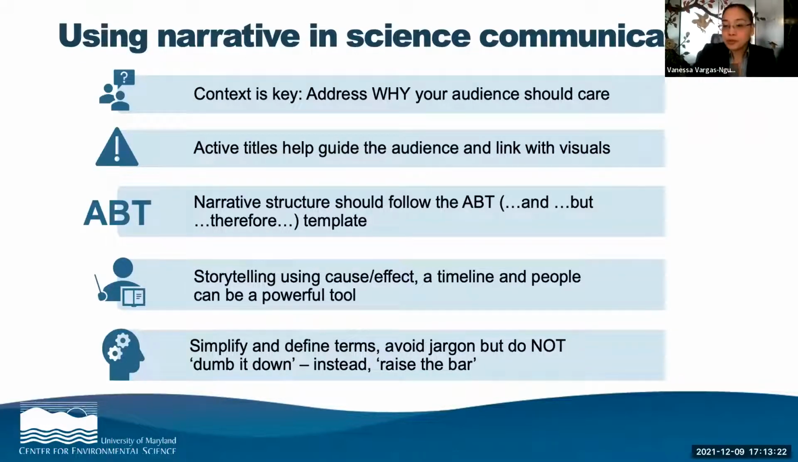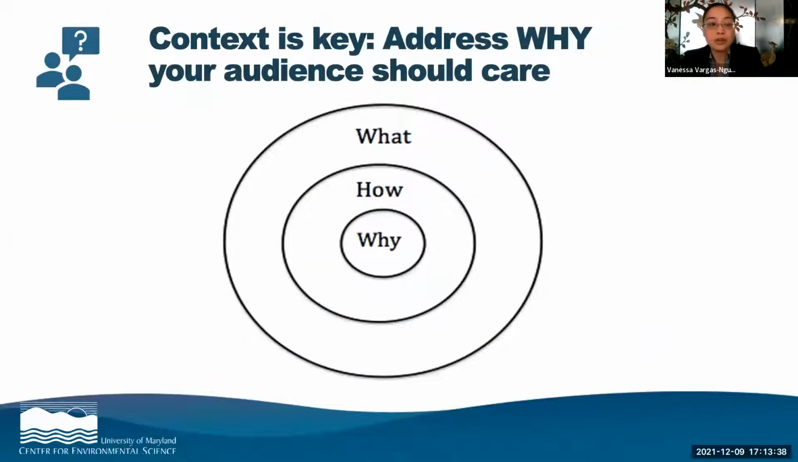So as I mentioned previously, stories are a powerful communication device. They are also more engaging and interesting than a string of facts. So in using narratives in science communication, I will share some basic principles. First, context is key. Address why your audience should care. I mentioned that effective science communication taps into the limbic system and the neocortex, and we need to address both the what and the why question.